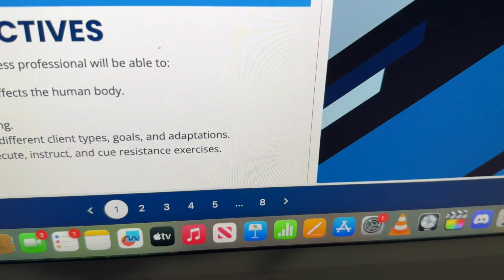What's up, guys? Today is the start of chapter 20, resistance training concepts. It is 3:53 right now, 8 pages.